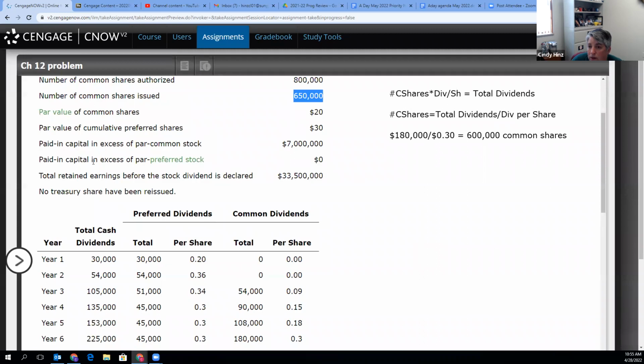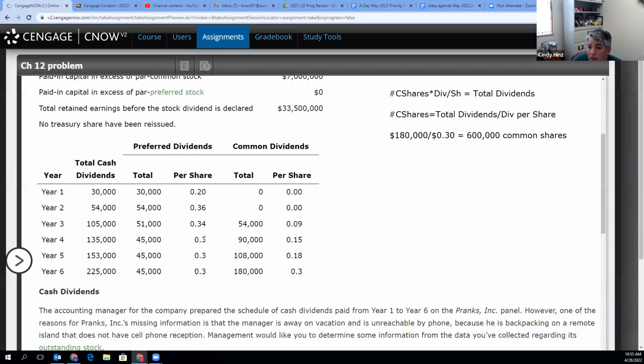The par value of the cumulative preferred shares is $30. Let's see, we can use the same formula, the same approach. Now, I just want to point out, in year one, we only paid 20 cents in dividends. Year two, we paid 36. And year three went down to 34. Then we became steady at 30 cents per share.